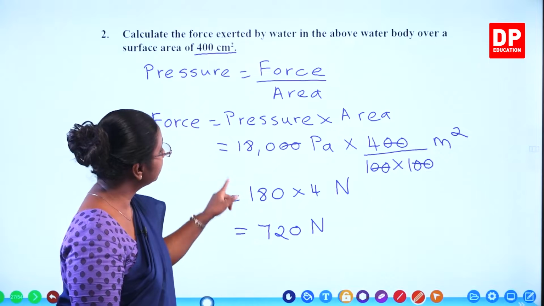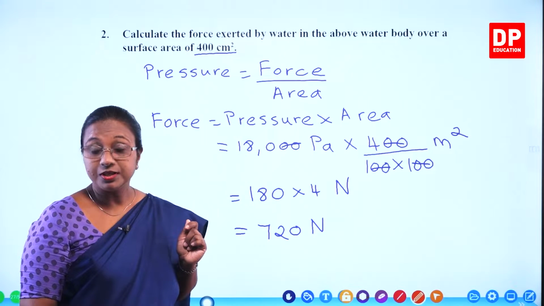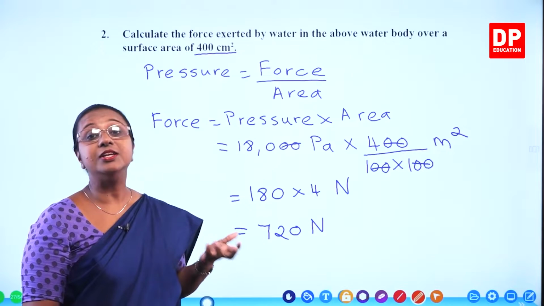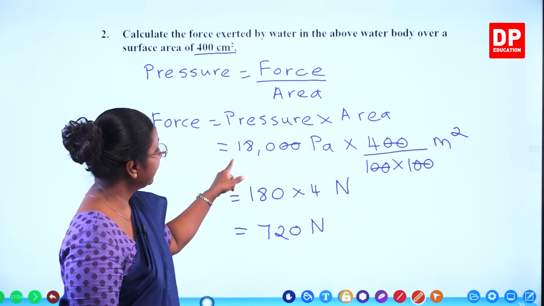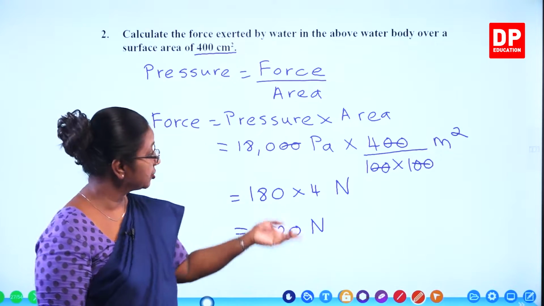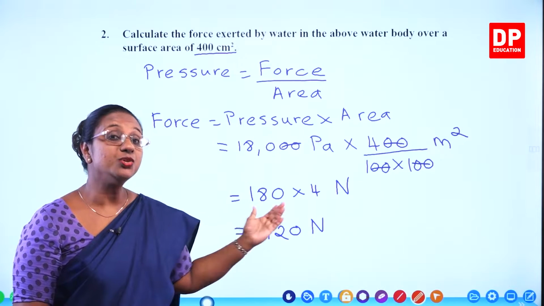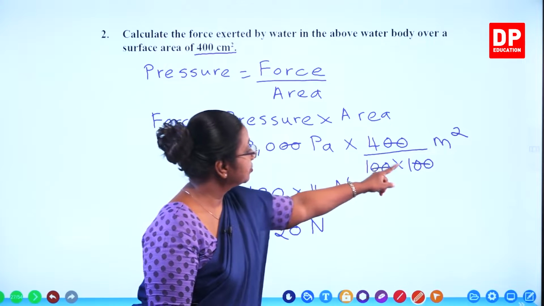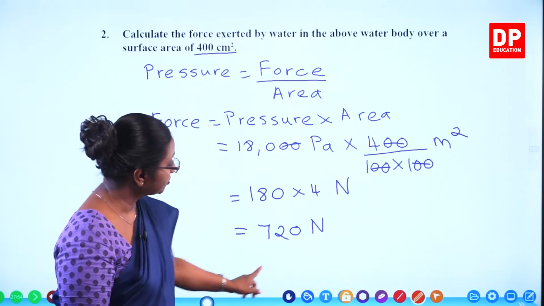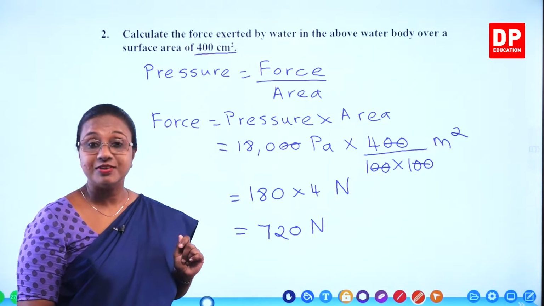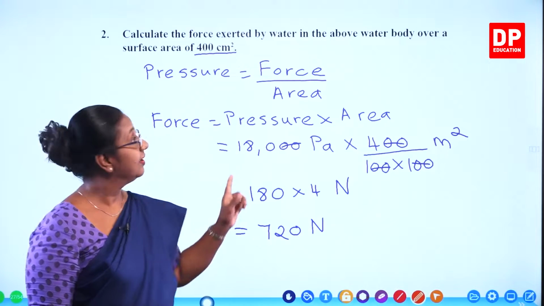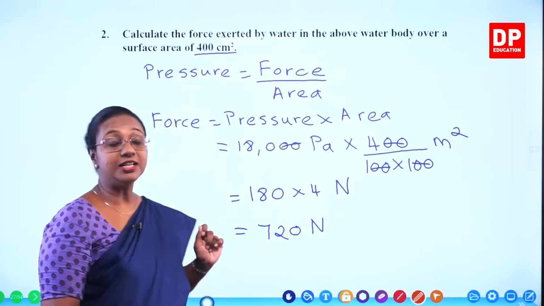When you substitute, you need to look at the units carefully. Pressure has to be in Pascal or Newton meter minus 2 and the area has to be in meter square. Otherwise, you need to convert like this. So we have converted it to meter square, and you get the answer as 720 Newton. With that, students, we will move on to the next question.